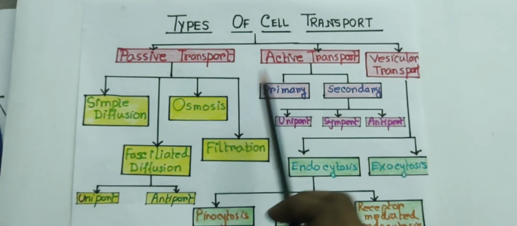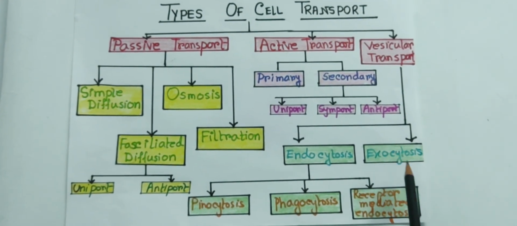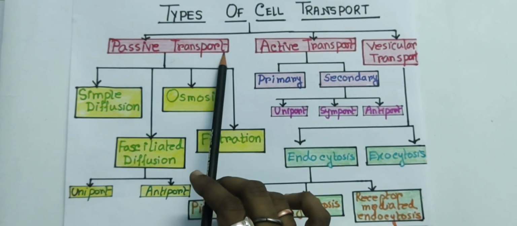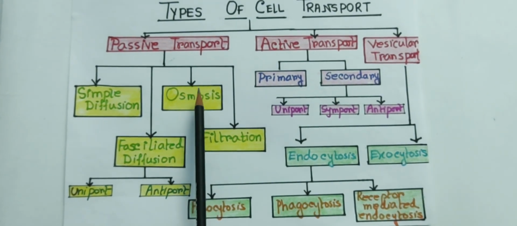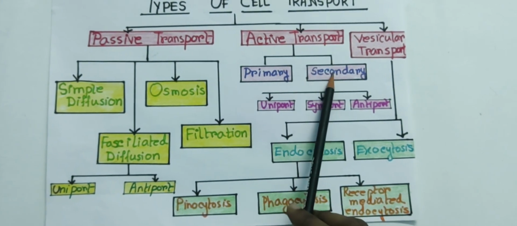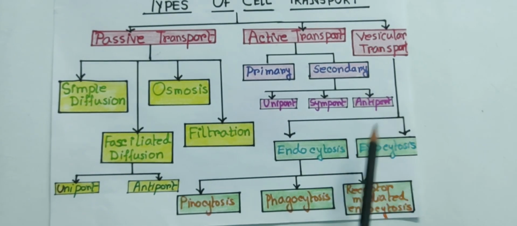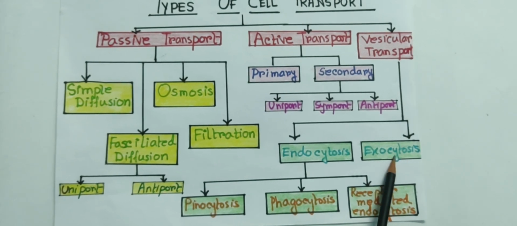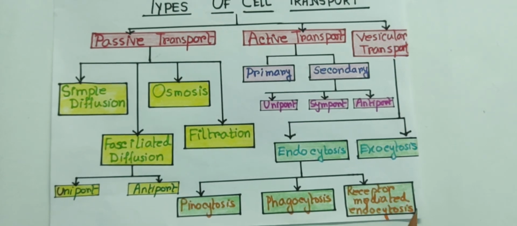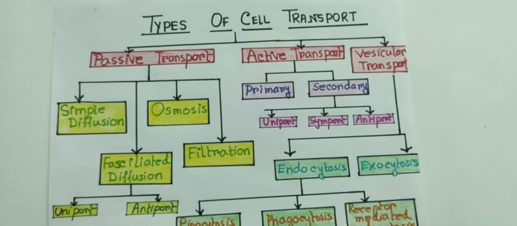I have completed all the types of cell transport. Let me just revise the types: passive transport, including simple diffusion, facilitated diffusion, osmosis, and filtration. Then I discussed active transport: primary, secondary, symport, antiport, uniport. And lastly, vesicular transport: endocytosis and exocytosis. Endocytosis is further divided into pinocytosis, phagocytosis, and receptor mediated endocytosis. So these are all the different types of cell transport.